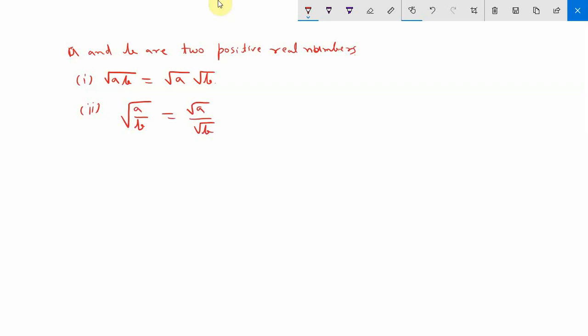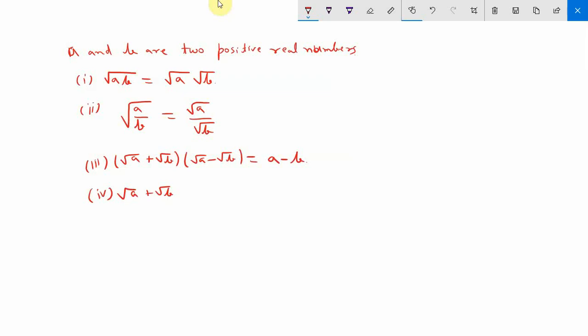Third identity: under root A plus under root B into under root A minus under root B is equal to, A plus B into A minus B will be A square minus B square, so it will be A minus B.